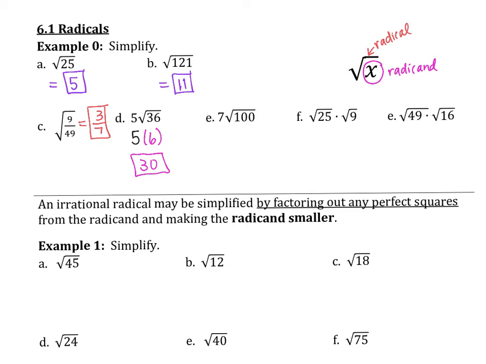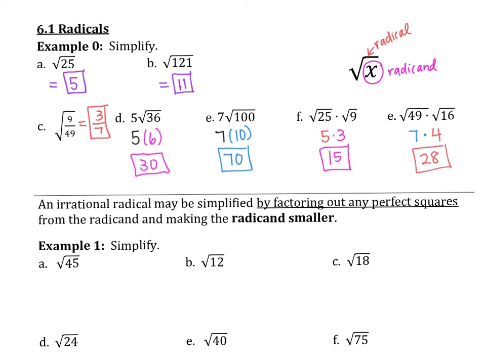Okay, let's see, for the next one, I'm going to bring down the 7. Now the square root of 100 is 10, because 10 squared is 100, so 7 times 10 is 70. Okay, for F, again, I'll evaluate each radical separately. So the square root of 25 is 5. The square root of 9 is 3, so 5 times 3 is 15. The square root of 49 is 7. The square root of 16 is 4, so 7 times 4 gives me 28. And these were all rational answers because they came out to have whole number solutions.